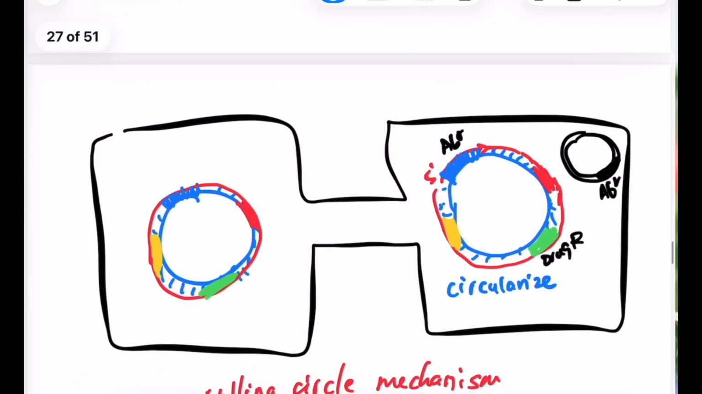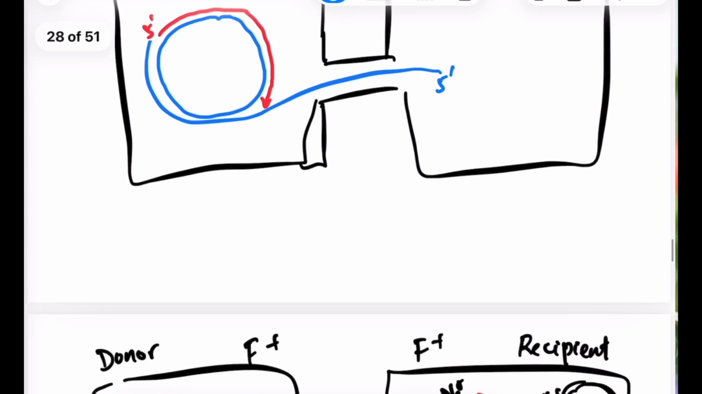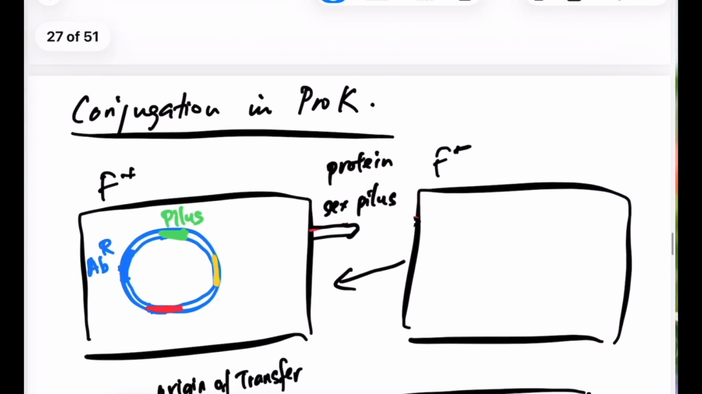Okay, so if this one acquires the pilus gene, then this one now becomes an F plus also. So you can call this a donor. The other one is a recipient. So the recipient must always be F minus.